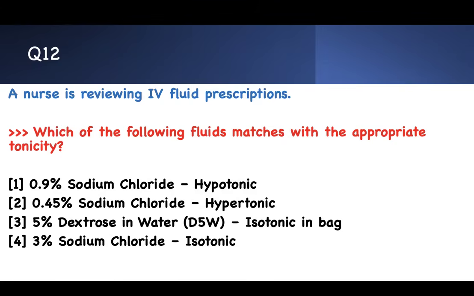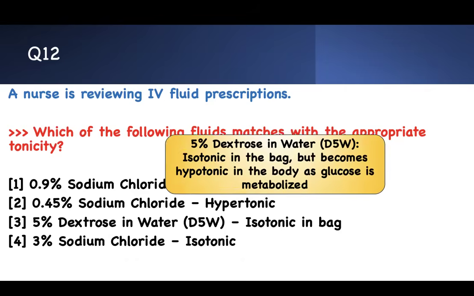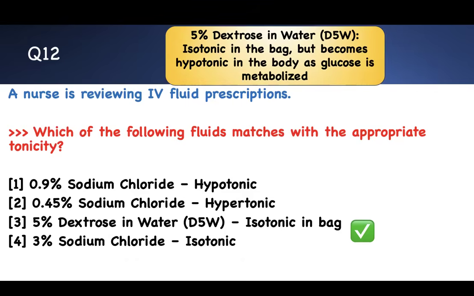Hypotonic. D5W is isotonic in the bag, but hypotonic in infusion. 3% is what? Hypertonic. Therefore, number 3 is your right answer.